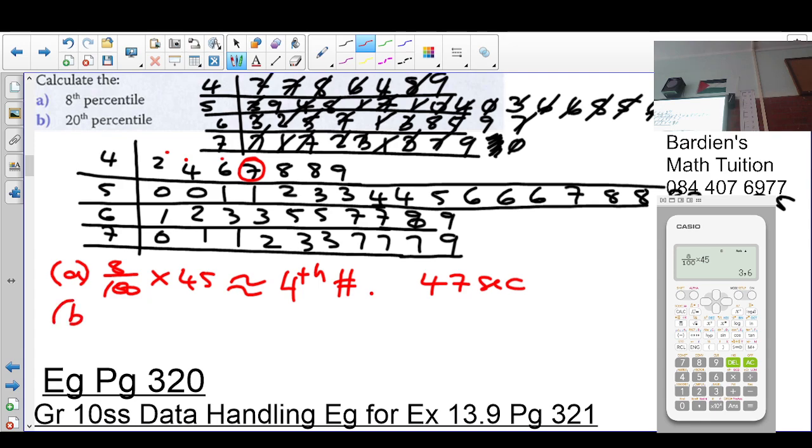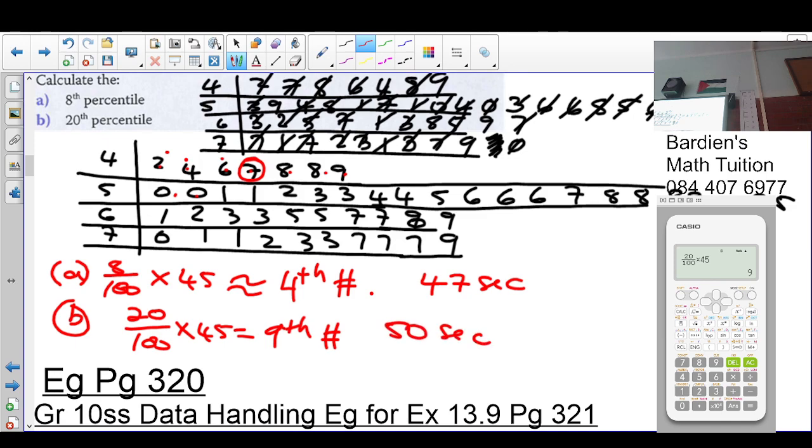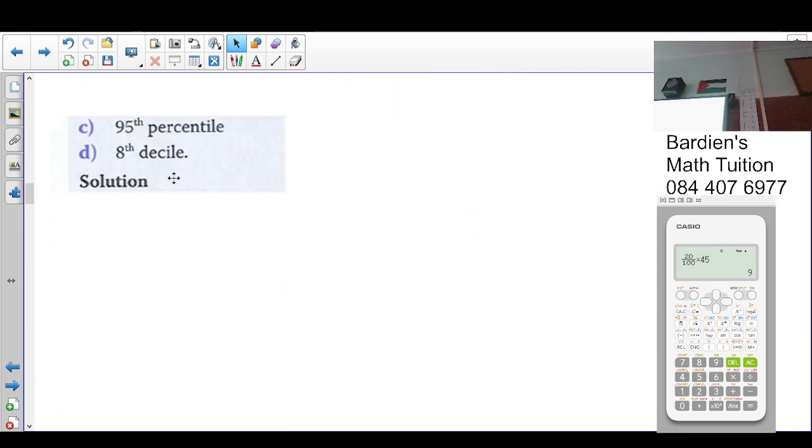Let's look at B. The 20th percentile. So it's 20 over 100 multiplied by 45. So you got 20 over 100. It's going to give you the 9th number. So it's the 9th number. Here we go. 1, 2, 3, 4, 5, 6, 7, 8, 9. So it's going to be 50 seconds. You guys get the idea? No? That's the next question.